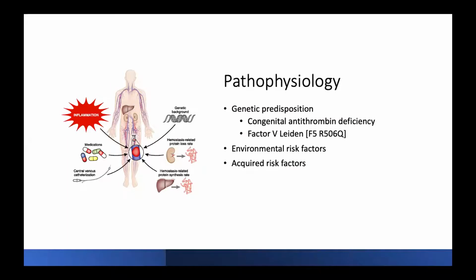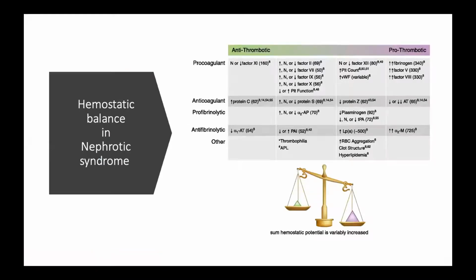The acquired risk factors are specific to nephrotic syndrome, and the proteinuria associated with nephrotic syndrome tilts the hemostatic balance, and basically this hemostatic balance is dependent on the rate of excretion of these proteins in the urine and the rate of synthesis of proteins by the liver. So if you look at the hemostatic balance in nephrotic syndrome, we look at it from various systems: procoagulant, anticoagulant, profibrinolytic, and antifibrinolytic.